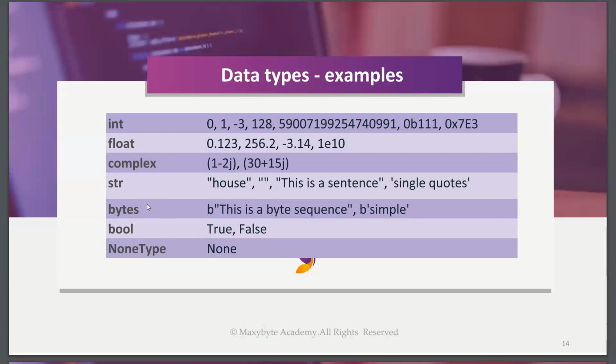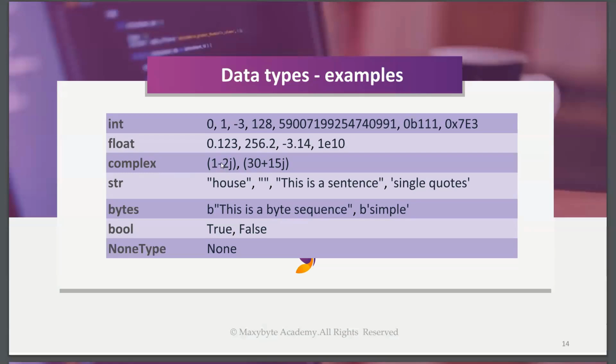So right here, we are going to look into the examples of these data types that we just mentioned. The first one again is the int: 0, 1, minus numbers and so on. Then the second one is the float, so 0.123, for example, 256.2. Then complex number, here we can see numbers with characters at least. So those are the complex numbers.